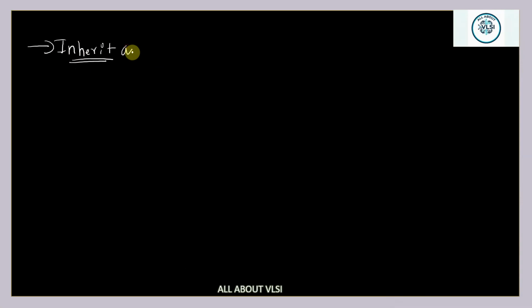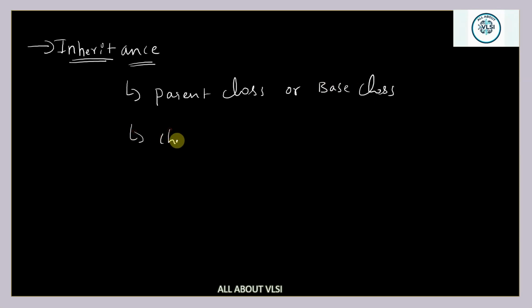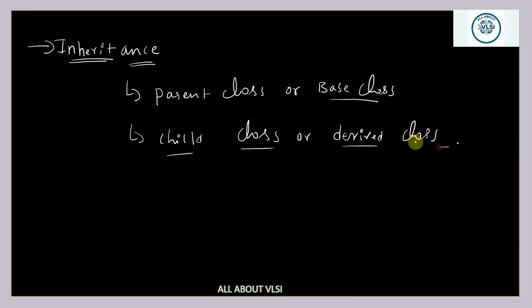So in inheritance, we are going to have two types of classes. One is a parent class, which you can also call the base class. And another is the child class, which you can also call the derived class. So there are two types of classes in inheritance: the parent class or base class, and the child class or derived class.